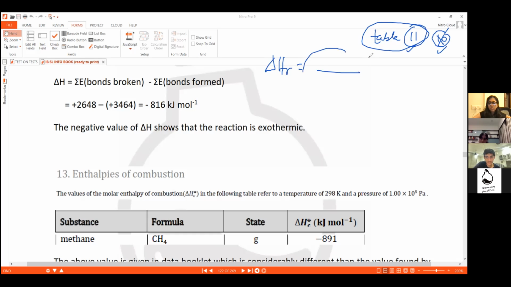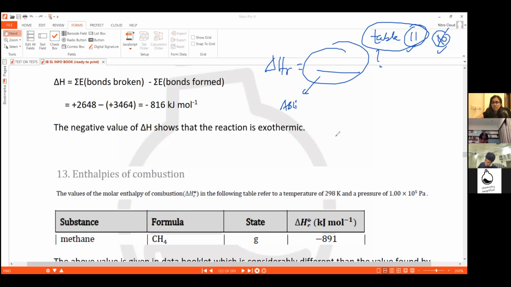And they're asking why this value is inaccurate. There are two typical answers to that. One, you will say that the bond enthalpies are average bond enthalpies and not the absolute bond enthalpy for that specific bond in that specific molecule.